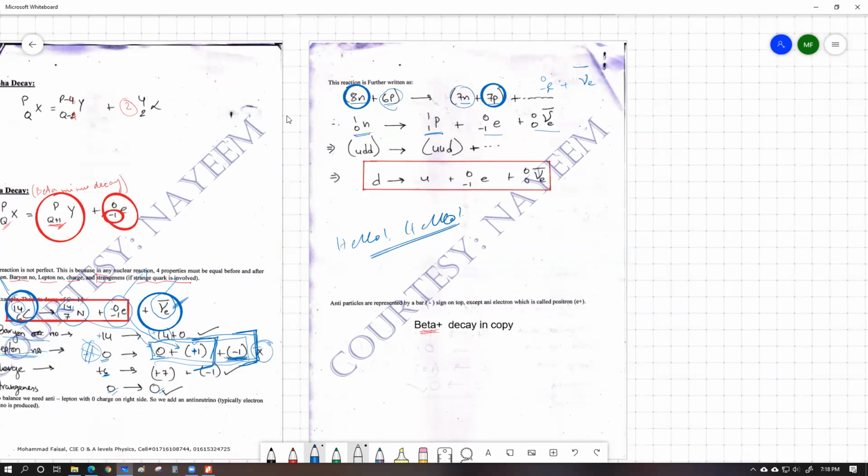Anti-electron neutrino, these two numbers are 0, because they don't cause any mass number change, or they don't cause any proton number change. So these two numbers are always 0 for anti-electron neutrino or electron neutrinos, for example.